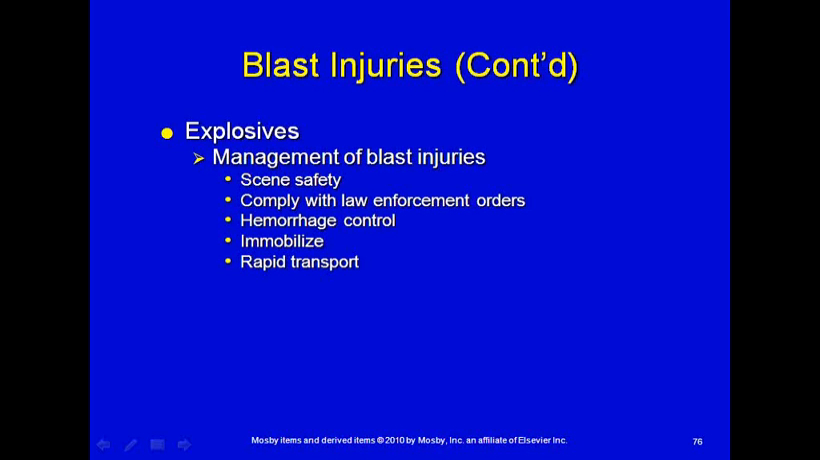It has happened at least over 10 times in the United States in the last decade or so. So it's a concept we need to be aware of. Look for a potential secondary explosive device when you arrive on scene of an explosion. Comply with law enforcement orders, deal with immediate life threats, including hemorrhage control, airway management, rapid transport, particularly if you're dealing with blast lung.